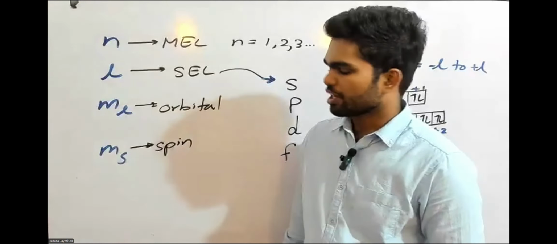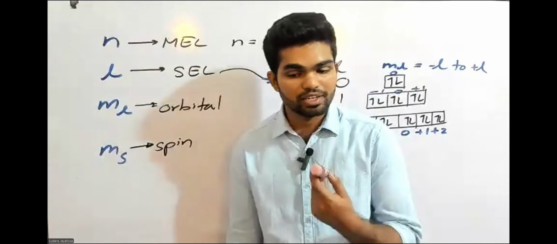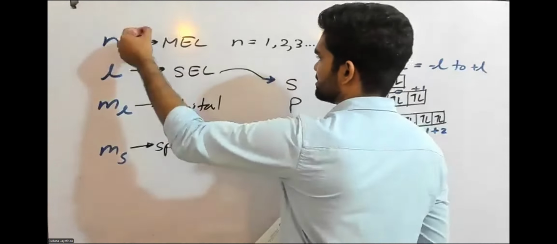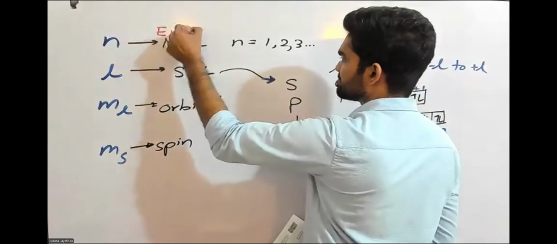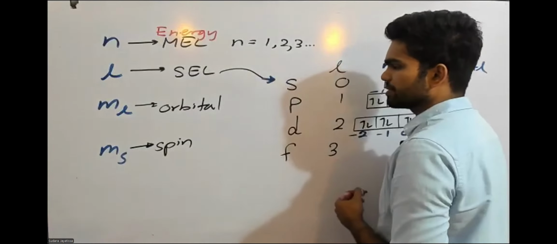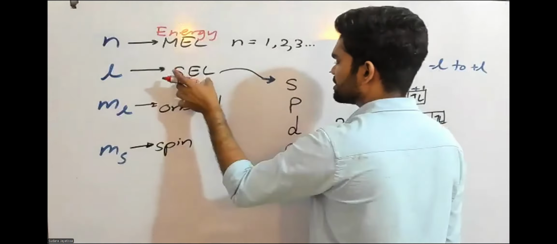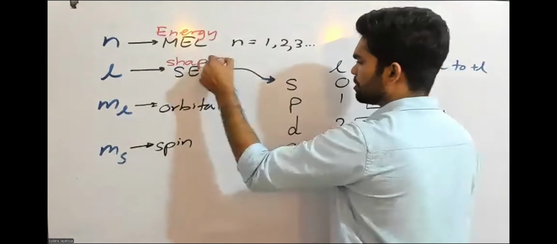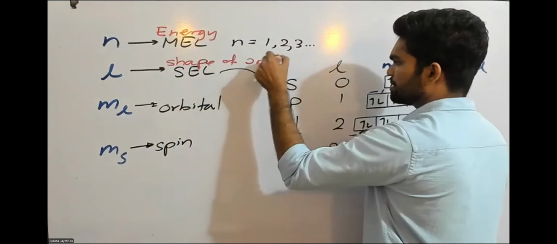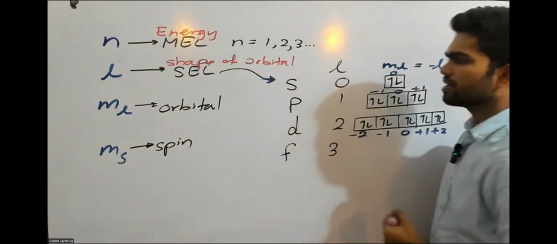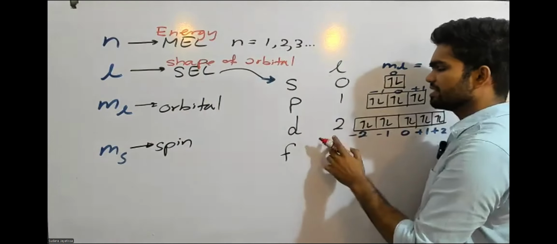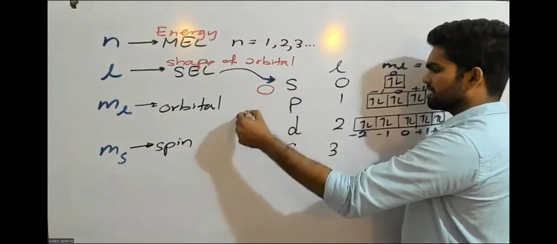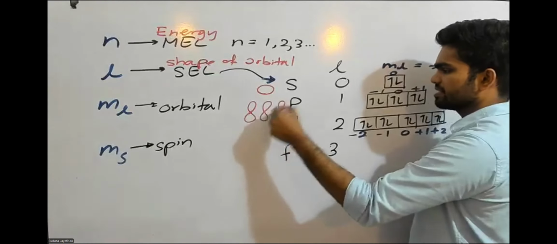But in addition to this, remember in our theory we had some other ideas also. For example, the main energy level, our principal quantum number, mainly represents the energy of the electrons. And then our second quantum number, in addition to representing the sub energy level, also represents the shape of the orbital. Depending on the value you choose for l, the shape of the orbital is going to change. Like I said earlier, s is going to be spherical, p is going to be dumbbell shaped, like that.